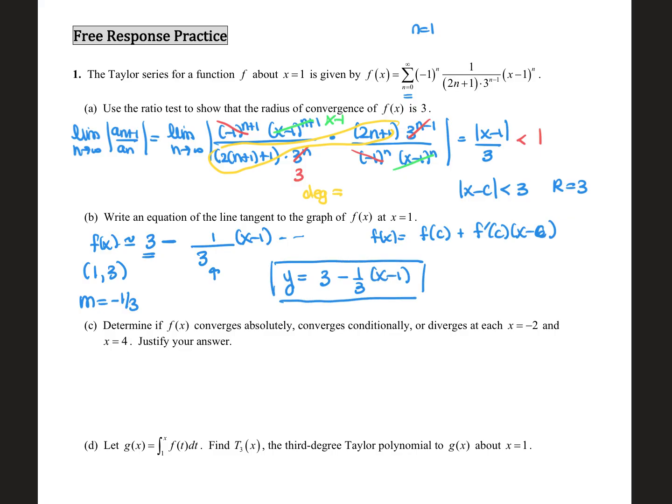We can also talk about if this is an over or under approximation by looking at the second derivative. If the second derivative is positive, concave up, we know the tangent line is an under approximation. If the second derivative is negative, we know it's concave down, and the tangent line is an over approximation.